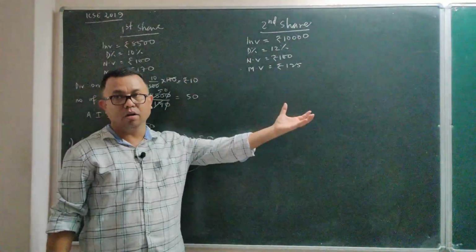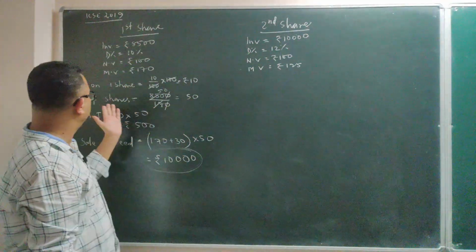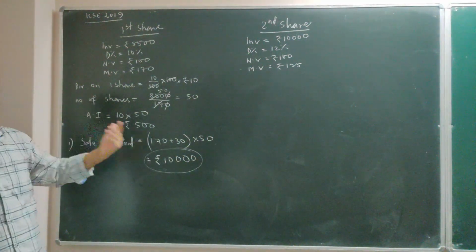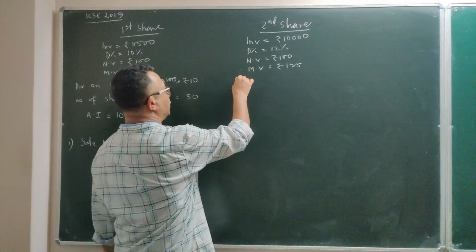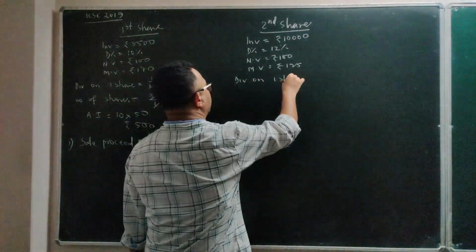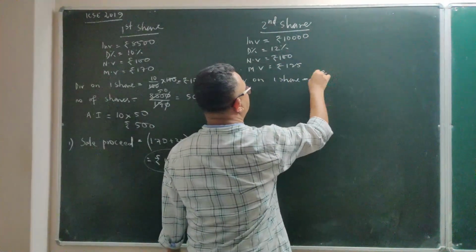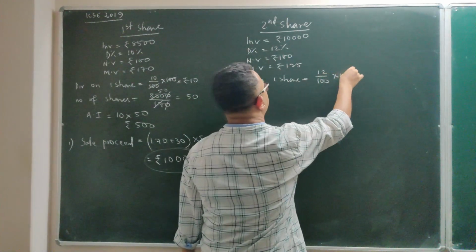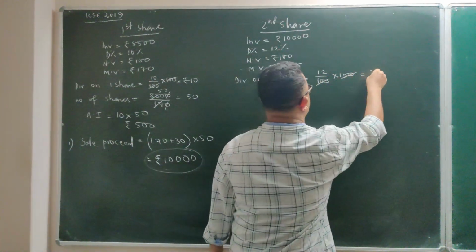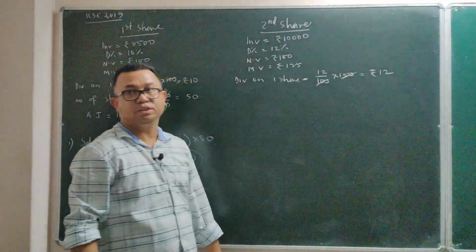Again I need to calculate the annual income of the second share. So here also I'll do the same thing. First I'll find dividend on one share, then number of shares, then annual income. So let's calculate. Dividend on one share is dividend percent by 100 into nominal value. The nominal value is 100. So the company is paying 12 rupees per share.